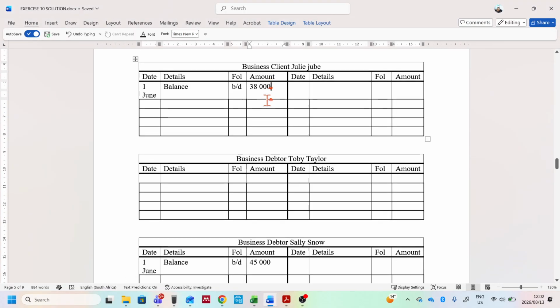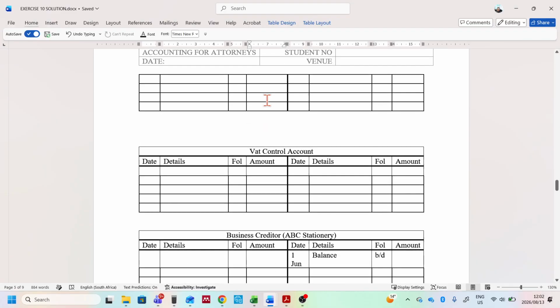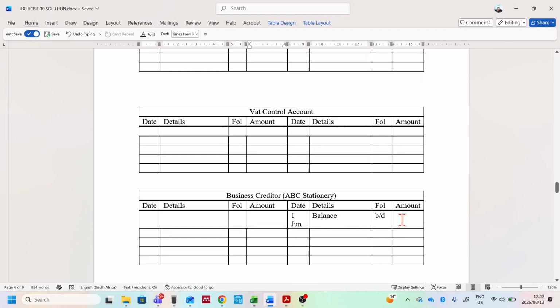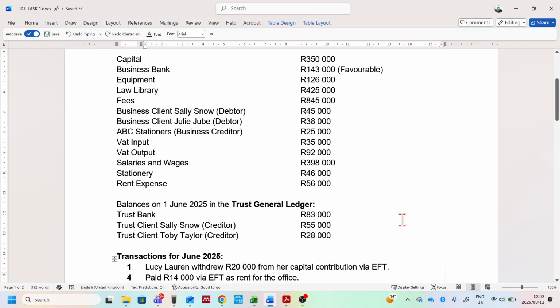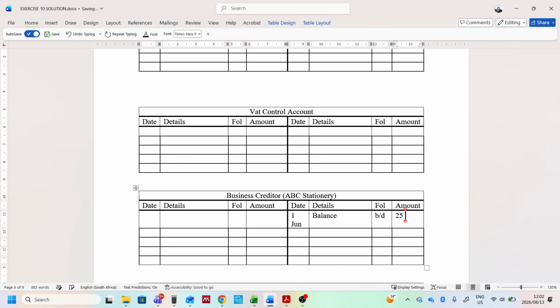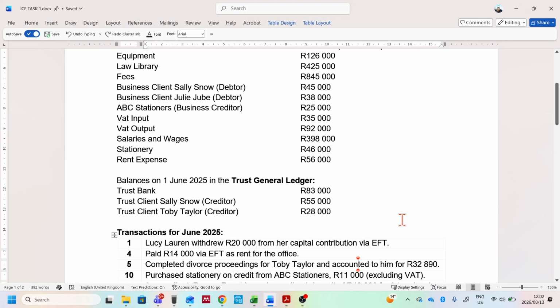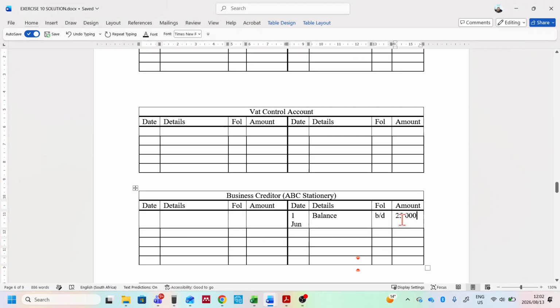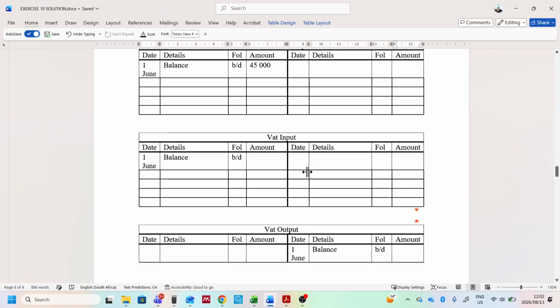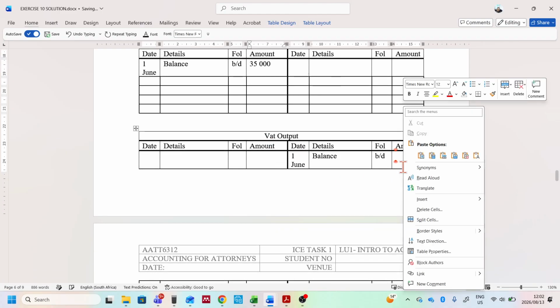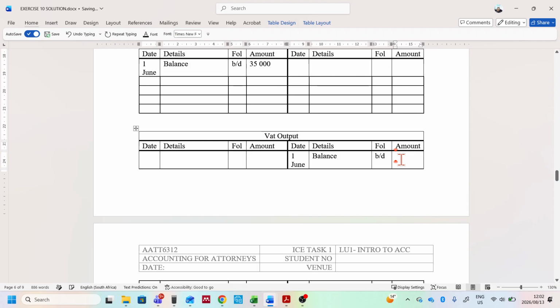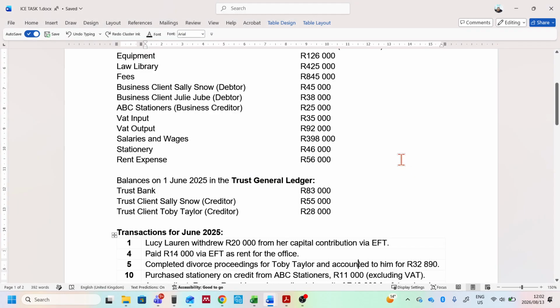ABC creditors, it's a creditor, so that's a credit balance. So ABC Stationers, so that's 25,000 that we owe them. VAT input, we have an opening balance of 35,000. So we go to the VAT input on the debit side, 35,000. This always has a debit balance. VAT output always a credit balance because it is always what? Credited. So we're going to have 92,000.